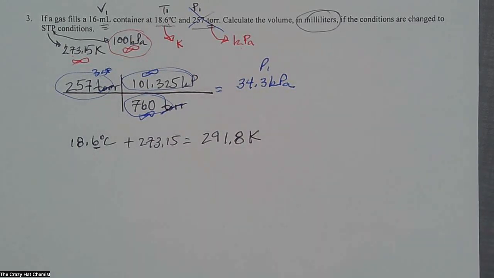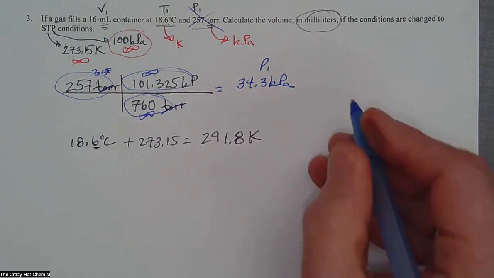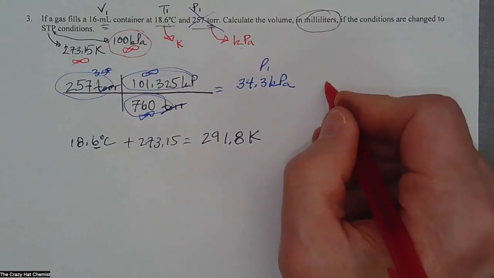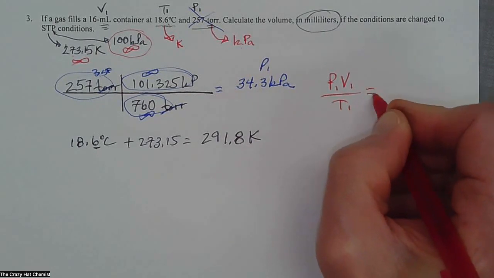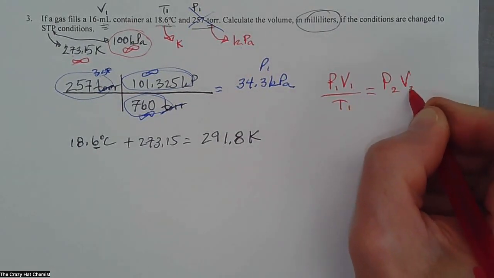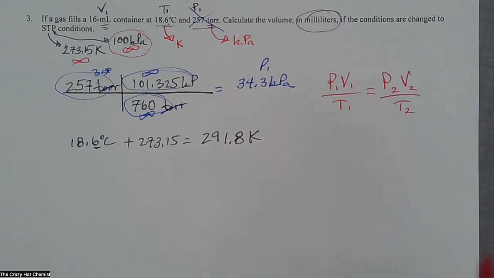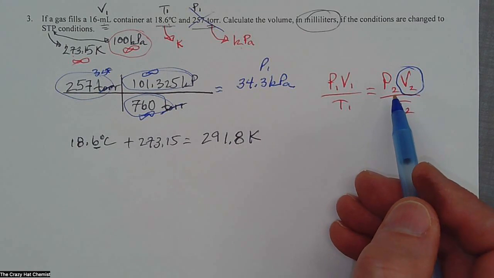All right. So this is actually a combined or general gas law problem here. Which is, I'll write this down: P1 V1 over T1 equals P2 V2 over T2. So a general or combined gas law problem. We are actually solving for the volume. That's volume number 2. So we're going to plug right into this equation here.